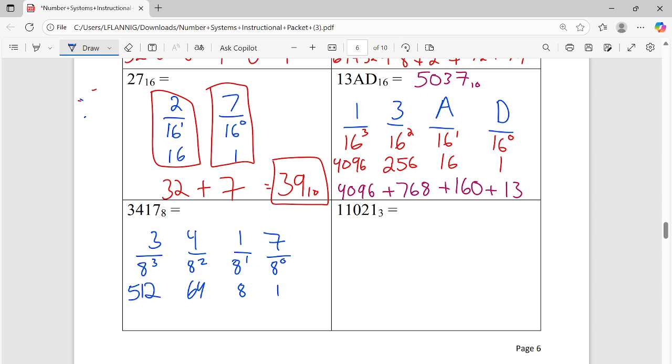Now we're going to do our multiplication step. So 3 times 512 is 1,536. 64 times 4 is 256. 1 times 8, that's easy, it's 8. 7 times 1, easy, 7. Now we're just going to add all those numbers together at the end.